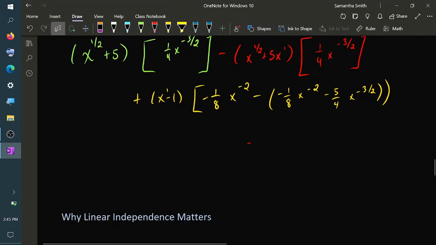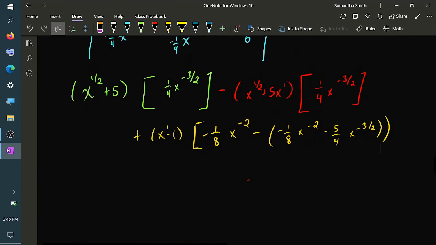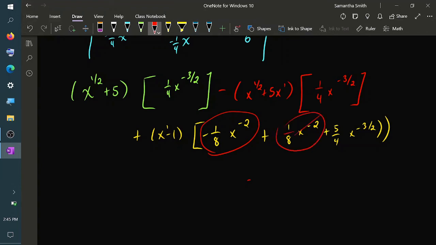Now I'm just going to quickly clean up this expression in the bottom left by distributing through this minus sign. So not minus 1/8, but plus 1/8, and plus 5 over 4. So that reveals immediately that I can take this negative 1/8 x to the minus 2 and this positive 1/8 x to the minus 2, and those are like terms that can be cancelled out. So now let's algebraically simplify the rest of this expression to see whether or not the result is equal to 0.